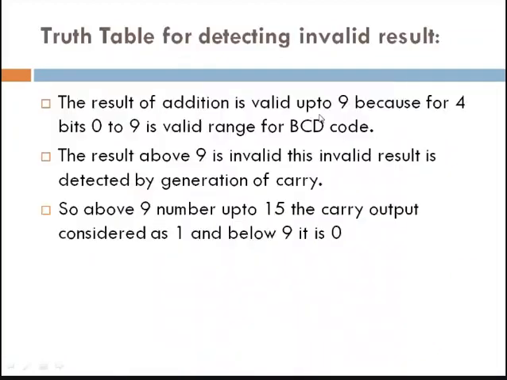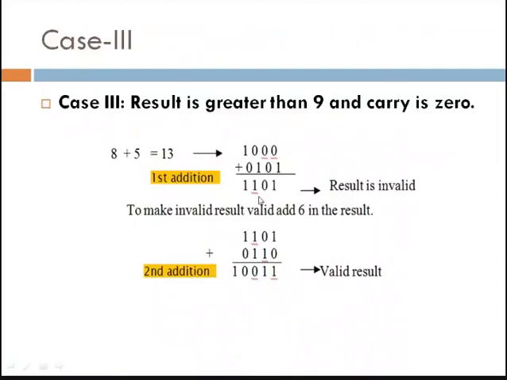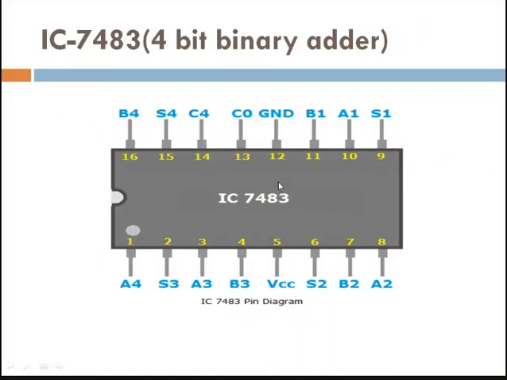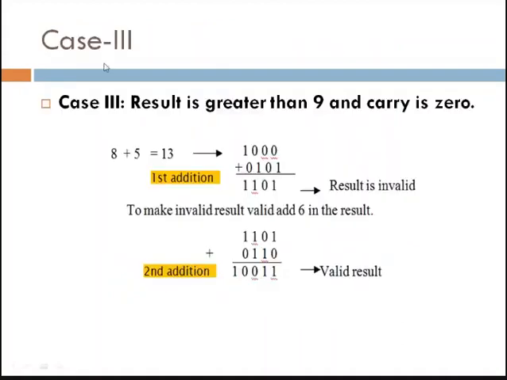So first thing is, see here. By using this IC, you can perform only the 4-bit addition of two numbers, 4 bits of A and 4 bits of B. Now here, if the result is invalid, then we are performing two additions. So how many ICs do we require? For the first addition we require one IC. For the second addition we require the second IC.